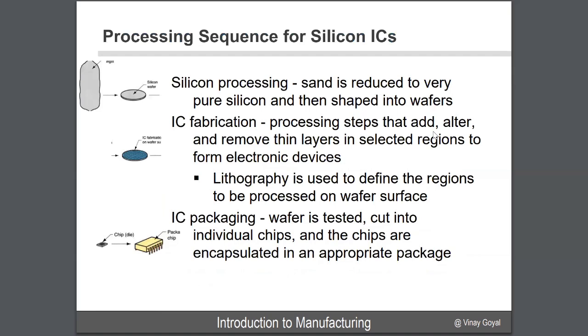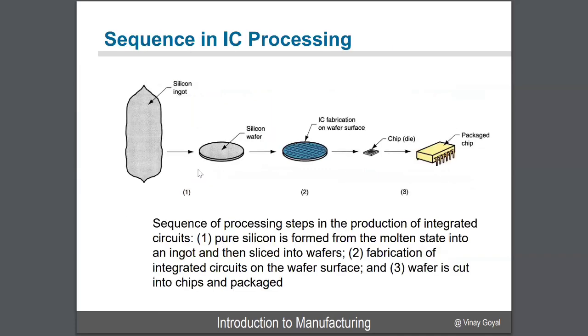Then we talked about the processing steps in the silicon integrated circuit approach. The first one is the silicon processing by itself. We talked about the integrated fabrication process using lithography to define the regions of the wafer surface that are going to be processed. And then we talked about the packaging, how the wafer is cut and tested, and we'll be talking a little more about that today in more detail. Here are the different steps: you have your pure silicon being formed from a molten state into this ingot. We slice it into wafers. Then we fabricate the integrated circuits on this wafer surface, and then we will cut to get the chips. We haven't gotten there yet, but we'll discuss those more today.